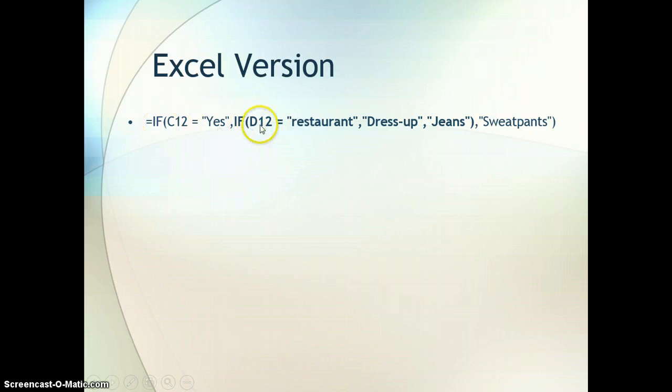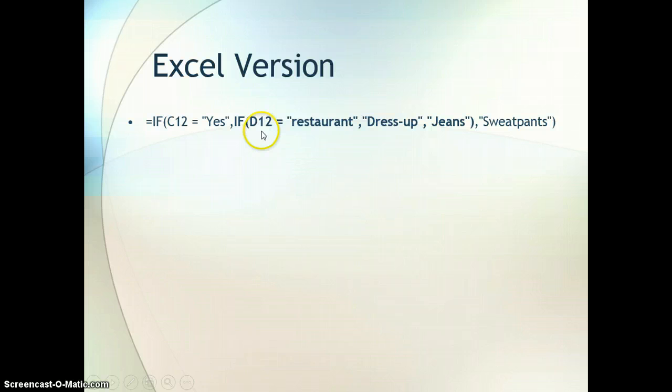We have if, and here's the logical test. If the contents of C12 is yes, then I do this, and this is another if statement that's been nested inside it. So that's what I do if it's true. It's the same position. It's the what to do if true, and here is what to do if false. Sweatpants. So if it's not yes, which actually means I'm not going out, if it says no, then that's what will be displayed. Sweatpants. Otherwise, it will do this.